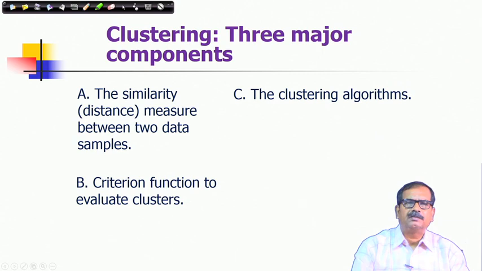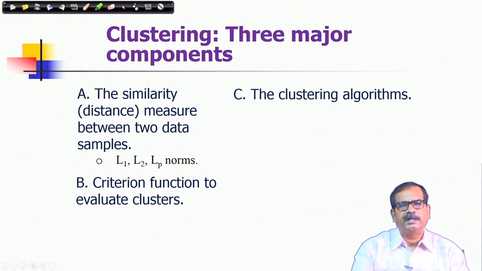So, we will now be discussing the methods of clustering techniques. We will first discuss methods of clustering techniques, and then we will discuss the classification techniques. In clustering there are three major components. The first is a distance measure, which measures similarity between two data samples. Then there should be some criteria function to evaluate clusters, and then of course, the methodology, the algorithm by which you should solve the problem.